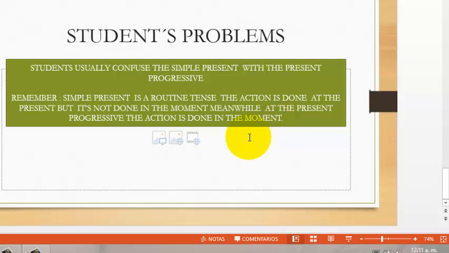Okay, meanwhile in the present progressive, the action is done in the moment. When you say he's playing soccer, it's because this man is playing at this moment, or this man has a ball on his feet at this moment, or he's kicking the ball. Yes, it's the moment. It's different.